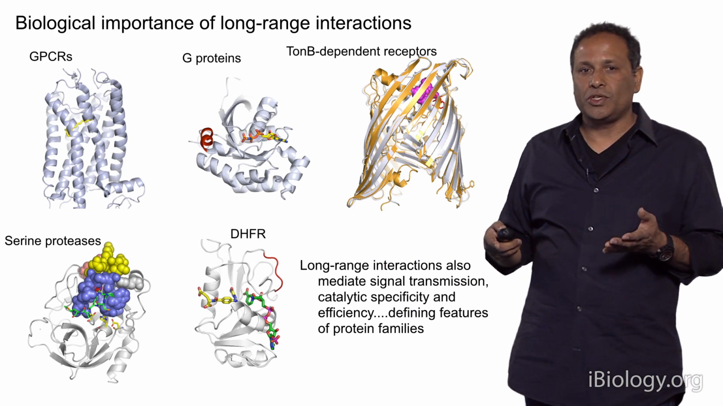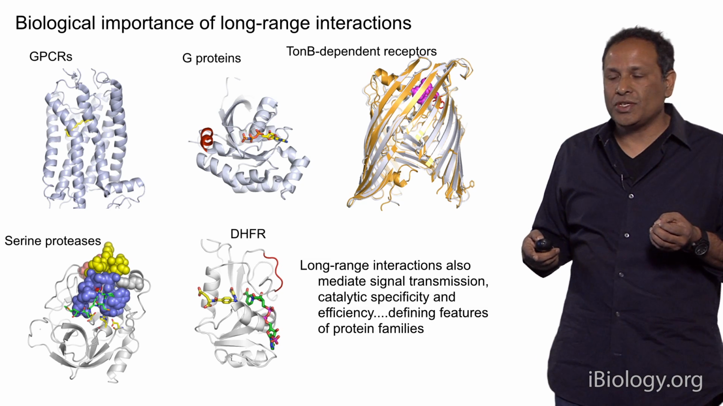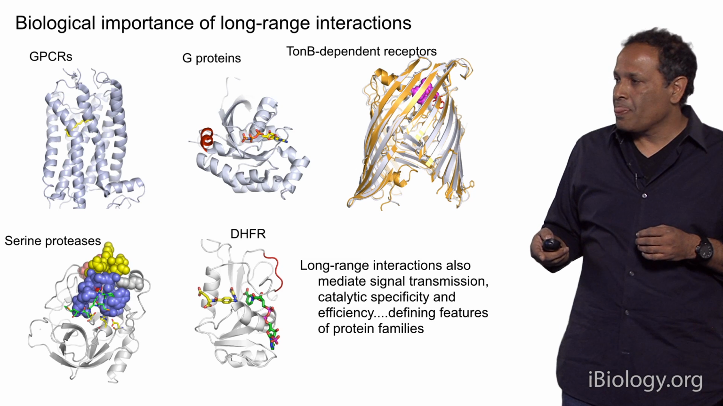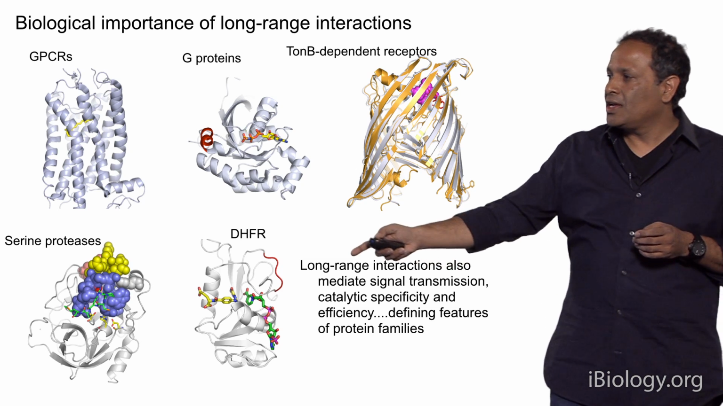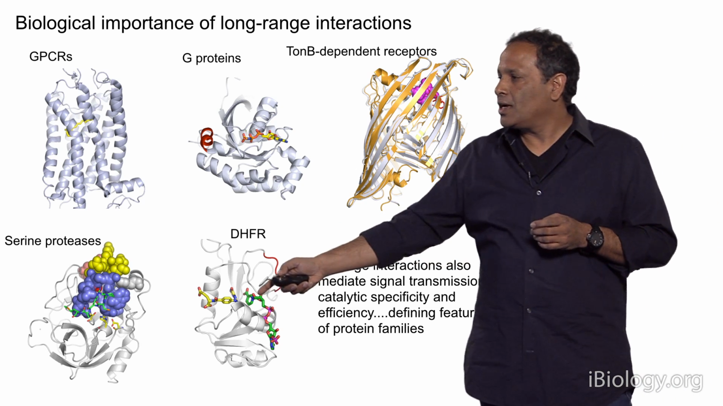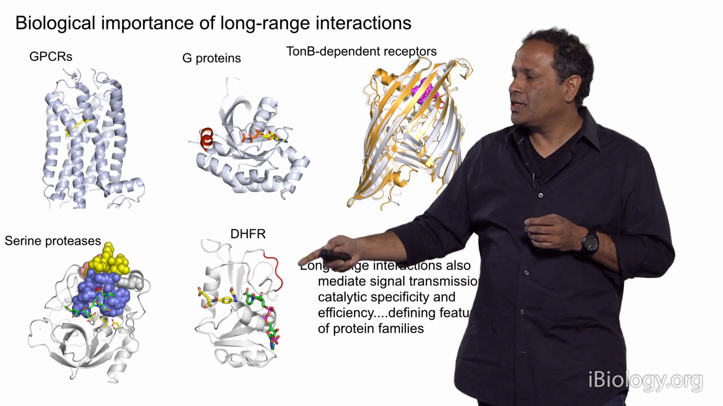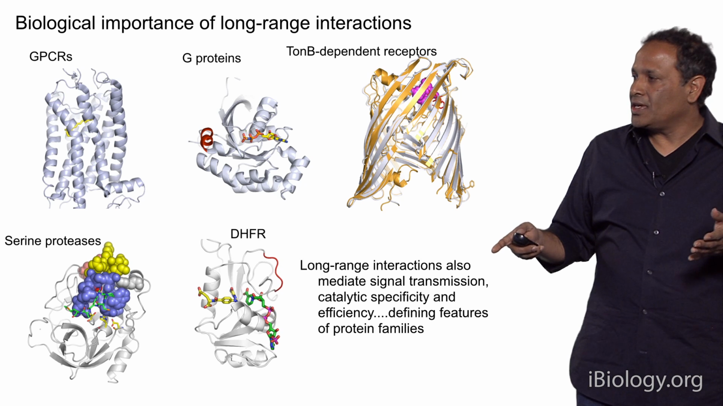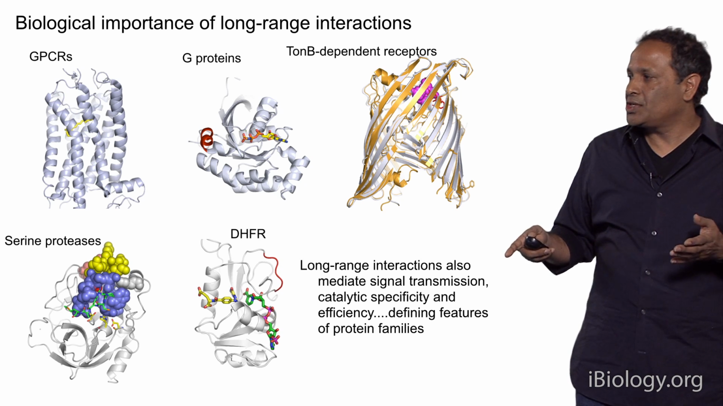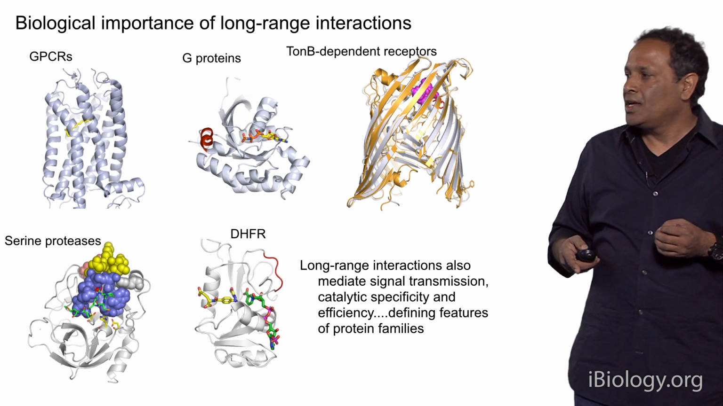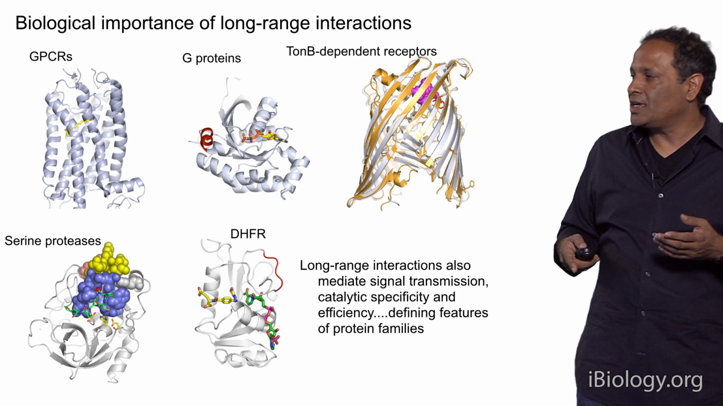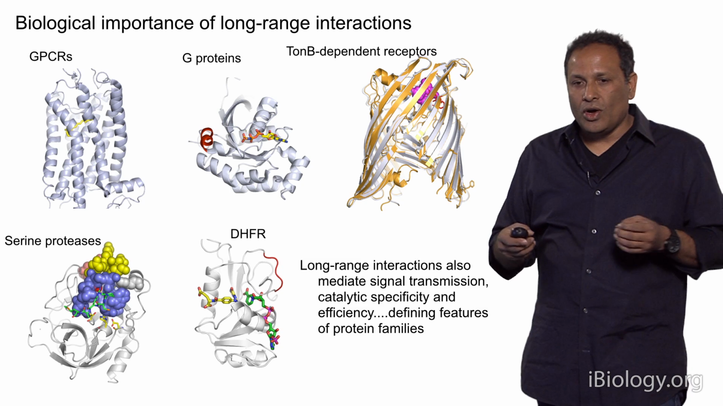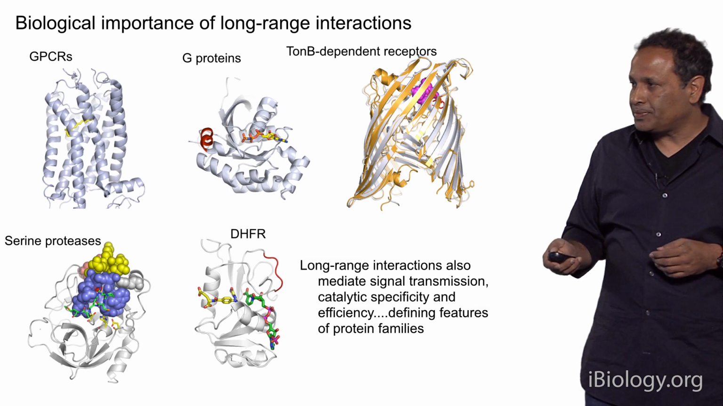And the fundamental purpose of these proteins is to convey this information from one site to a site that's quite at a long distance. It's not just signaling proteins. It's now clear that in enzymes, active site function can depend upon the dynamics of surface loops that are quite far away. So we would like to say generally that long-range interactions are important in biology. They mediate signal transmission, catalytic specificity, and efficiency. And these are often defining features of protein families. So these long-range interactions tend to be quite important.